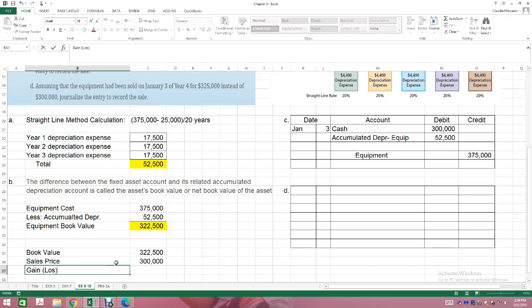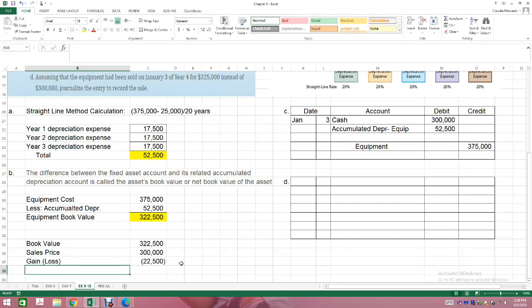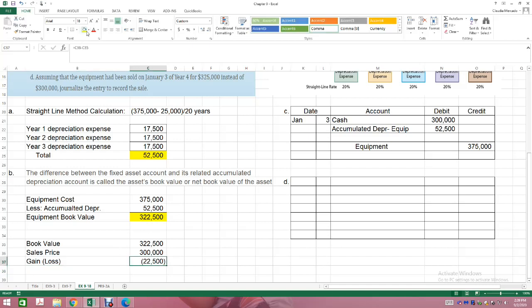I don't know what we have. If it's a loss, it'll be a minus. So I'm going to get my sales price minus my book value. So I've got a loss of $22,500. We have it in our books for $322,500. You sold it for $300,000. You sold it $22,500 less than what we had it in our books for. So I have a loss. I'm going to report that loss.